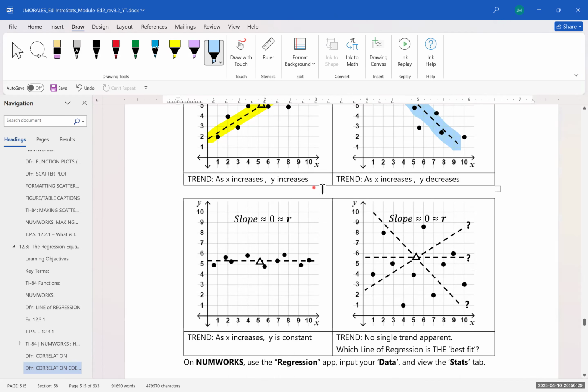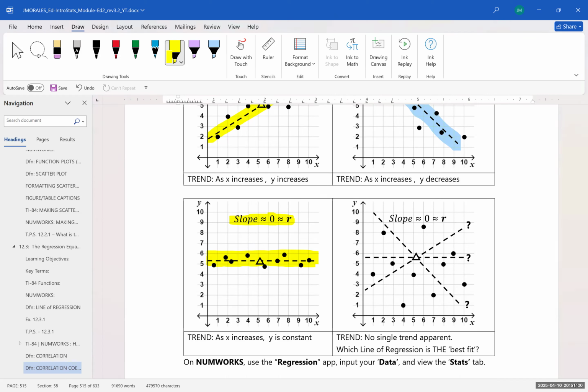Now, if the correlation coefficient is close to 0, then that means you've got a slope that's also approximately 0. And so a line with a slope of 0 has no rise to it. It just has a run. Okay, it doesn't go up and over, up and over. It has no up. It only goes over.